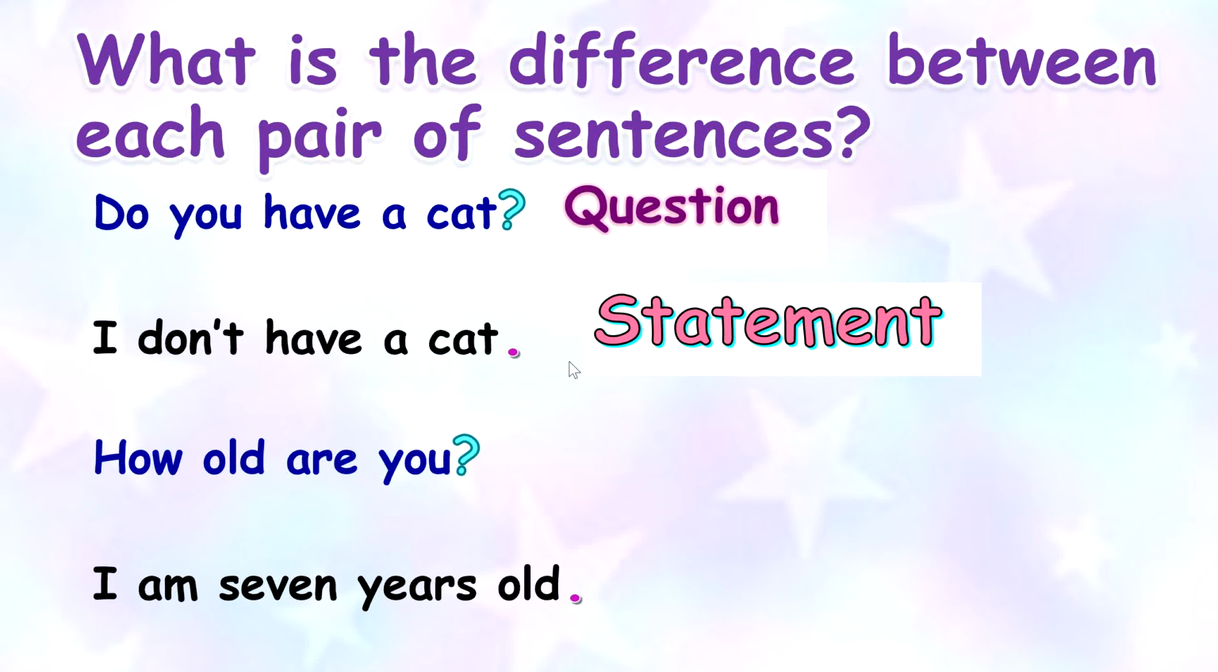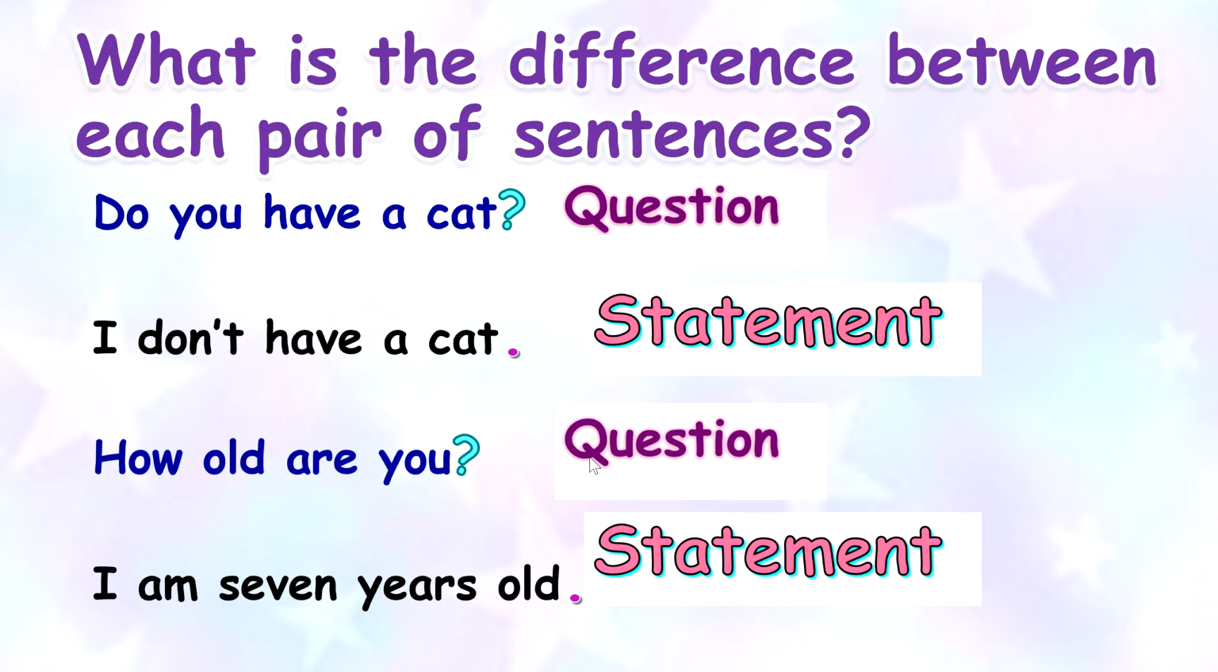How old are you? Begins with a question word, how. Ends with a question mark. And this sentence needs an answer. So we call it a question. I am 7 years old is a statement because it tells some information and it ends with a full stop.